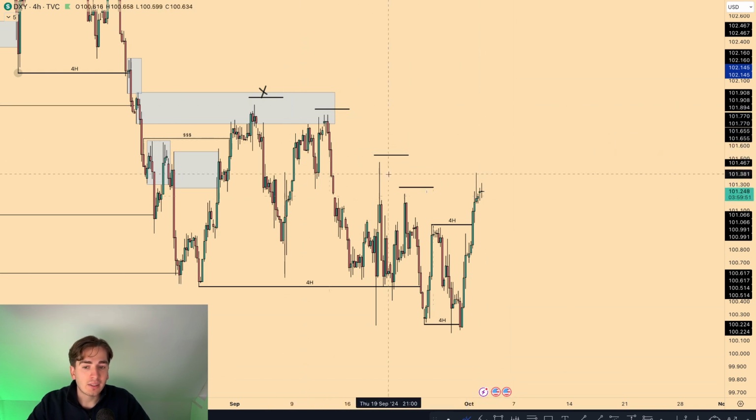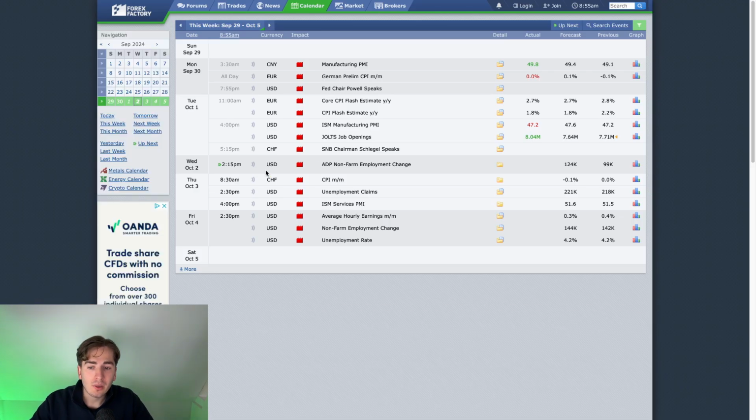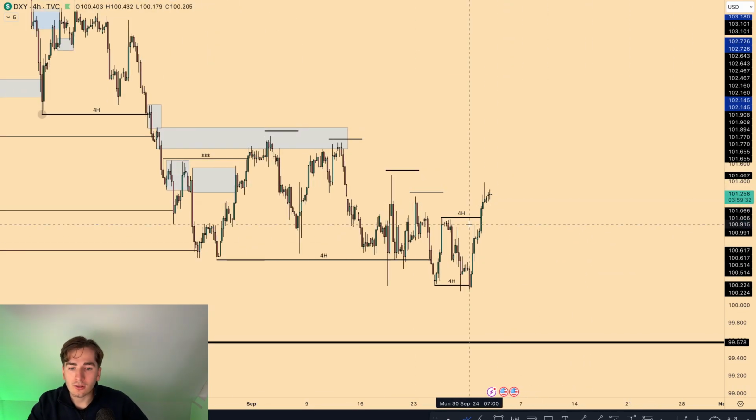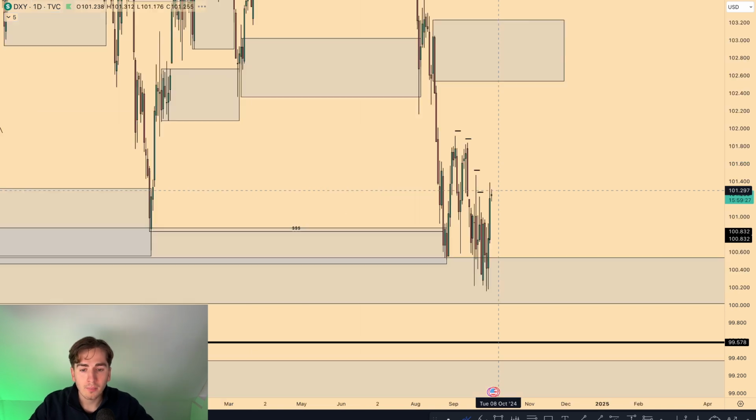But for me, there is still a lot of upside liquidity, and there's still a lot of room for the dollar index to push up higher. For the rest of today, we also have some news. We have a non-farm employment change, so it's not as heavy as the NFP that we're going to get on Friday, but do keep in mind that this will affect the dollar and your dollar position. So this could rocket the dollar further towards the upside, but let's see.